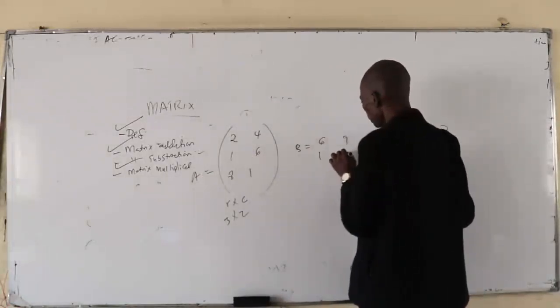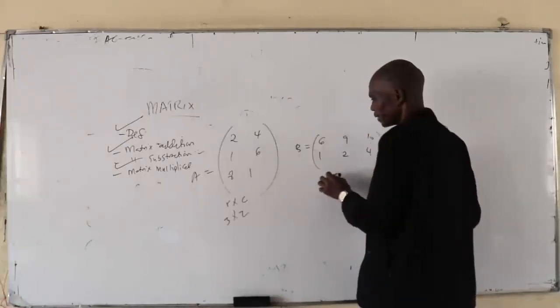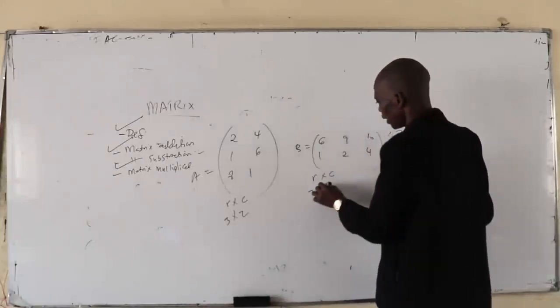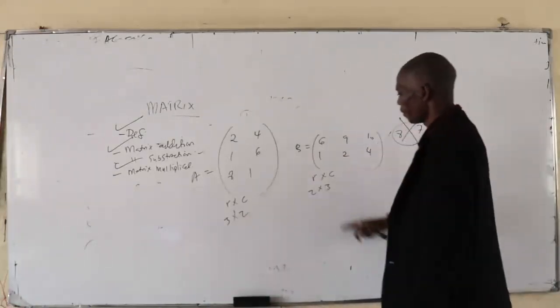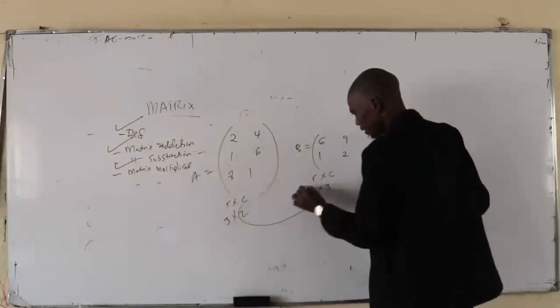1, 2, 4. What is this? This matrix? It is again row times column. So 1, 2. So 2 rows times 3 columns. So it is a 3 by 2, and this is a 2 by 3. Are these the same? Yes, the answer is yes.